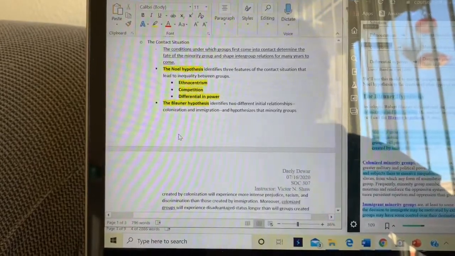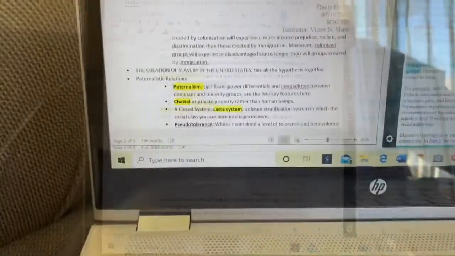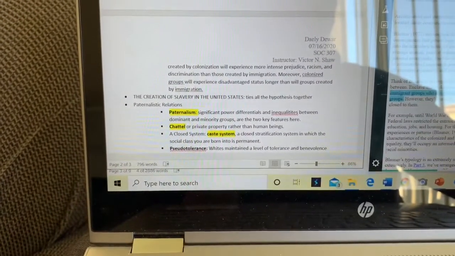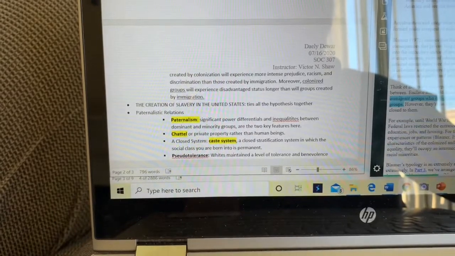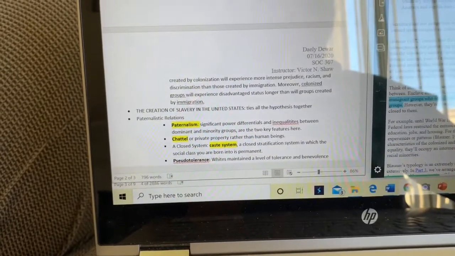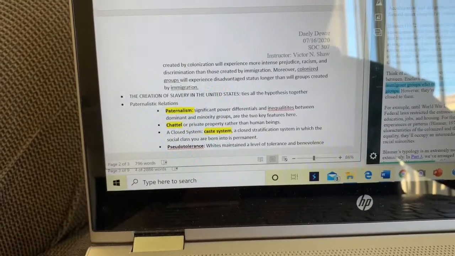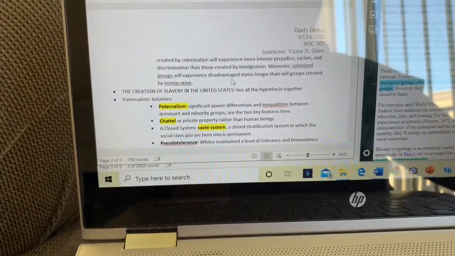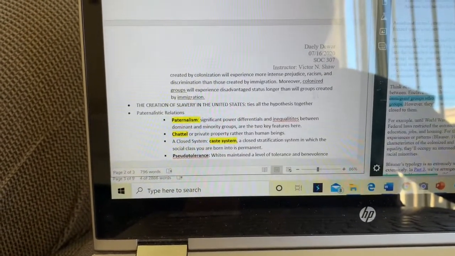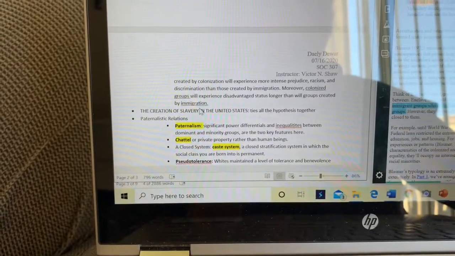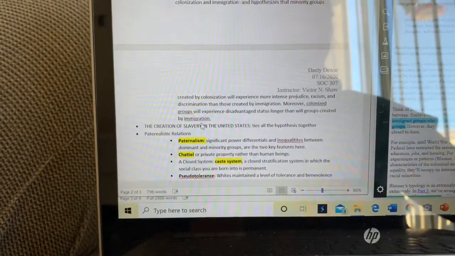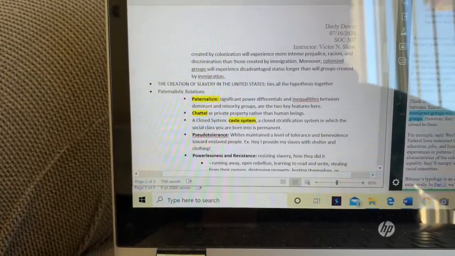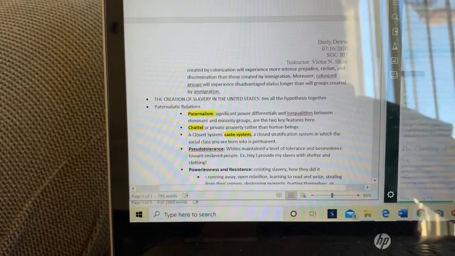The second most important hypothesis is the Blauner hypothesis. Essentially, the Blauner hypothesis has two different groups: colonization and immigration. Colonization, think of African Americans. They were colonized and conquered, and therefore they will experience a disadvantaged status longer than groups created by immigration. Groups created by immigration, you think of Native Americans, Mexican Americans, when they brought their resources with them. So obviously the conquered group is going to have a disadvantage. That's the Blauner hypothesis.